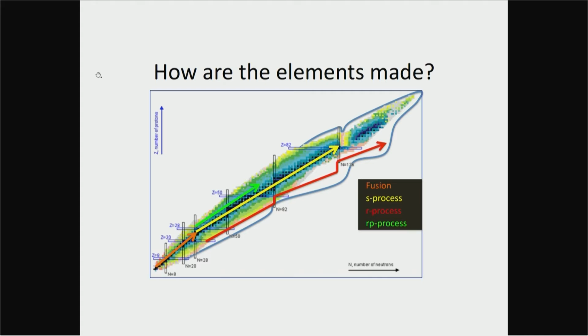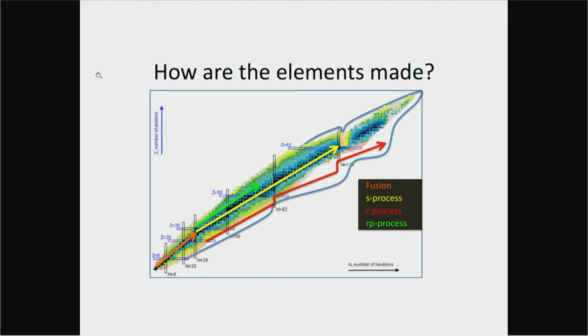The RP process is known as rapid proton capture. This is in what we consider the proton-rich area of the chart. It's above the valley of stability, and as the name might imply, it's rapidly capturing protons. It gets limited around mass 100 because of alpha decay.